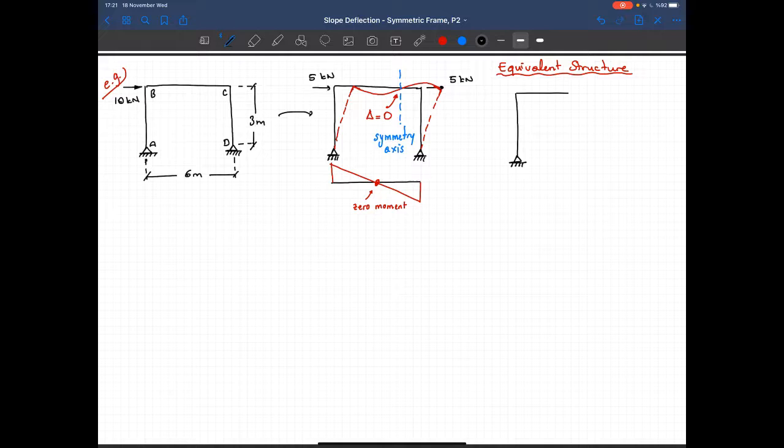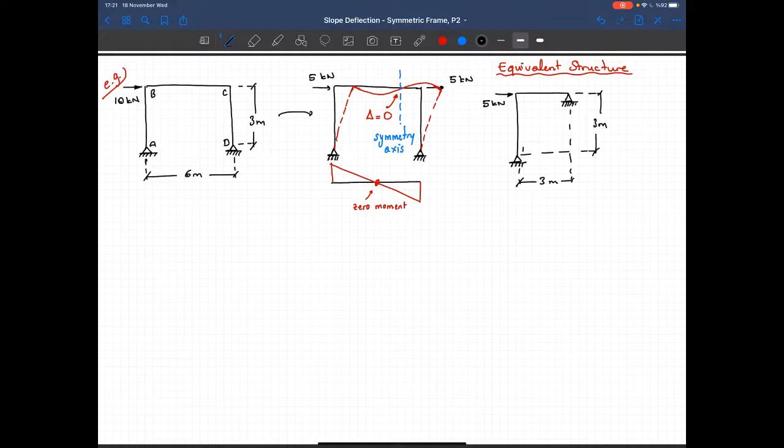Now here, this point cannot move in the upward direction, but it's free to rotate. So I can just represent that behavior with a pin support. And again, I got 5 kilonewtons here. Now this will be my equivalent structure. That's 3 meters. And again, I model the middle beam till the middle.